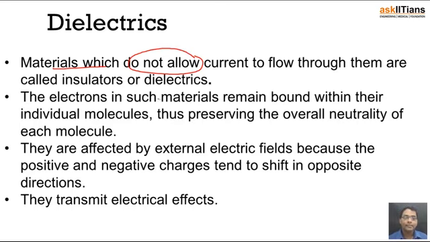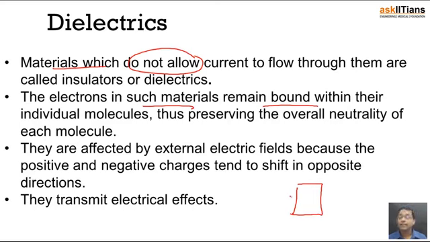In this case, the electrons in such materials remain bound within their individual molecules. So for instance, if you have this kind of a dielectric, obviously the total number of positive charges is going to equal the total number of negative charges because it is neutral. Further, why do we classify them as dielectric? Because the charges are not free. The charges are not free and therefore they are bound, meaning they are bound in chemical bonds. They are not ionically bound, they are covalently bound, right?